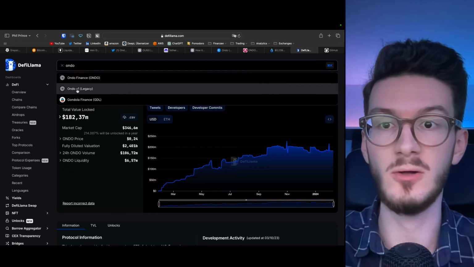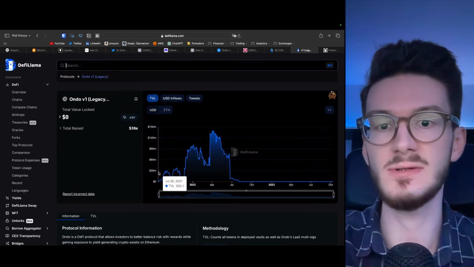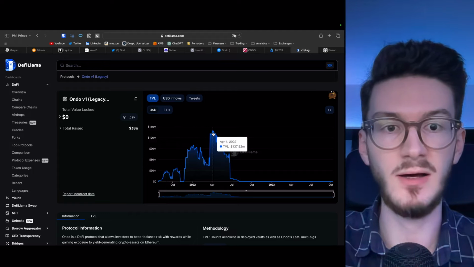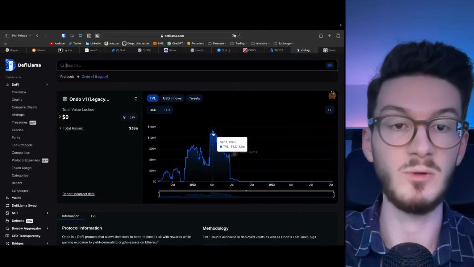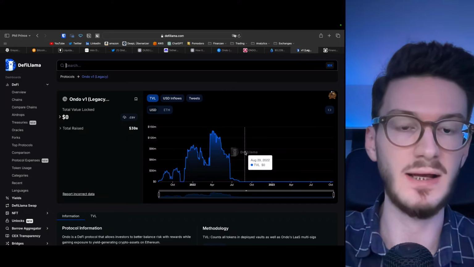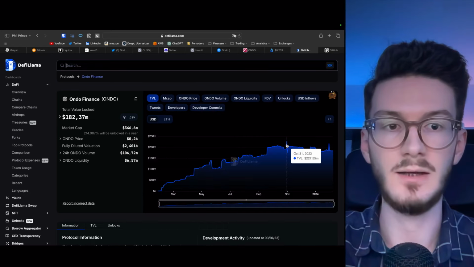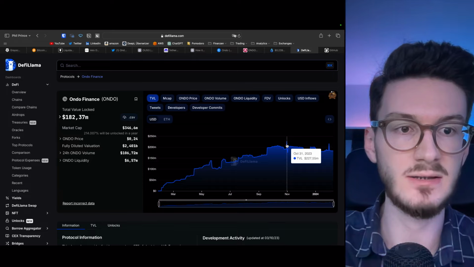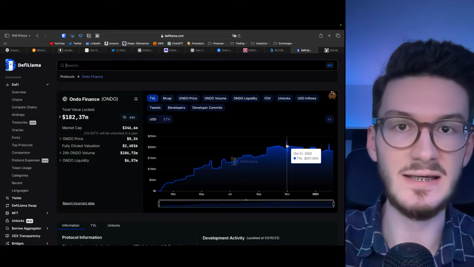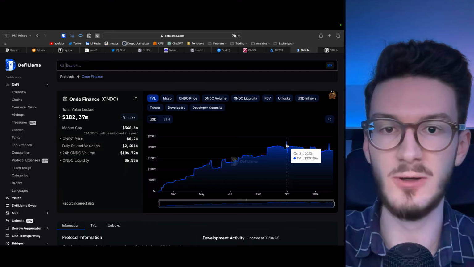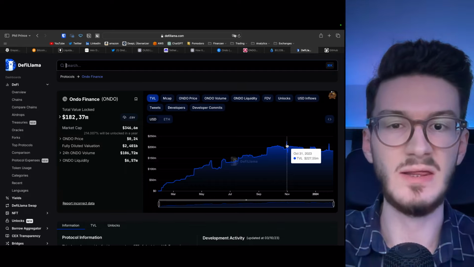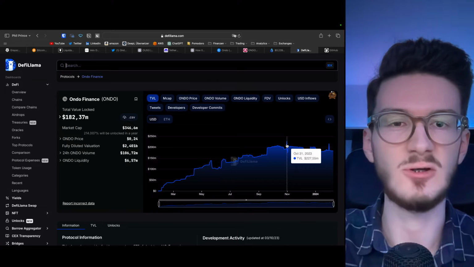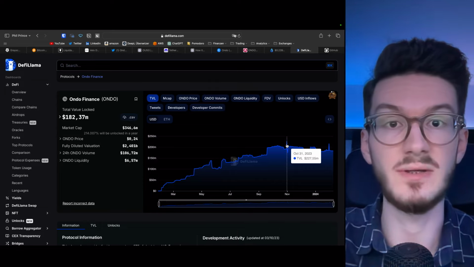Before, there was Ondo Legacy. The Legacy project started out in July 2021 and had an all-time high TVL of $137 million, which of course got completely withdrawn as they moved to their second version. And if we take the all-time high of Ondo Finance now, this is $227 million. So if we suspect that all the funds of the Legacy project went into the new project as well, that would mean that only $80 million are new total value locked. So all in all, until now, the growth is pretty limited.